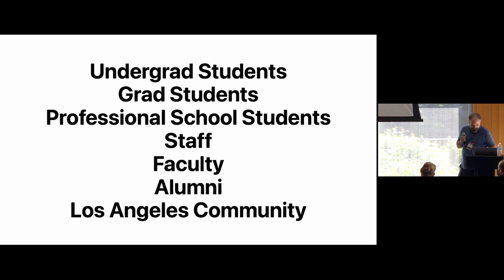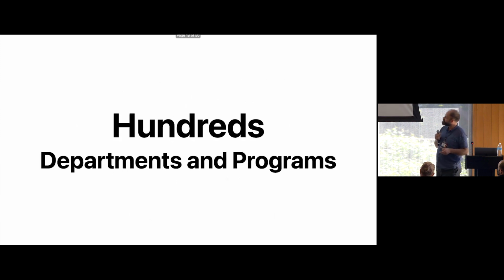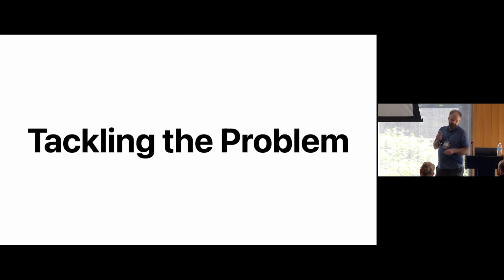And so we got 1,500 student clubs and organizations. How do we work with them? We have hundreds of departments and programs. We probably have thousands. This is how many are using our systems. So that's why I limited it to hundreds. So how do we tackle this problem?